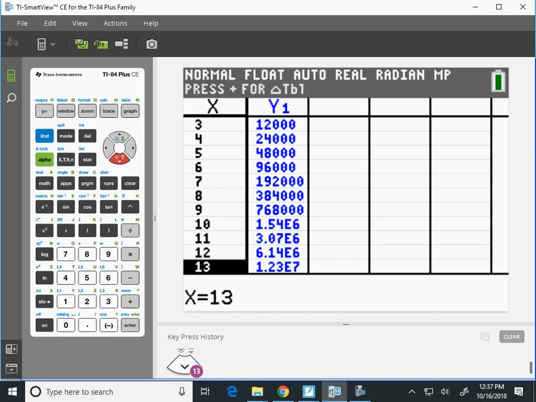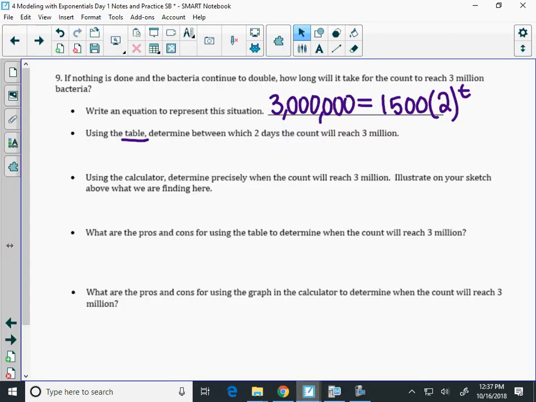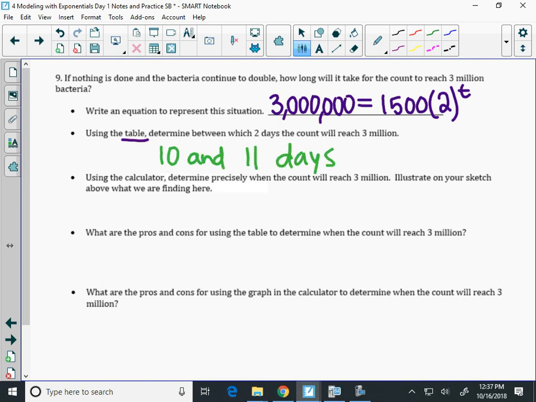If it says, that's how many zeros, right? That's your scientific notation. So that's 3 followed by 6 zeros, which is 3 million. So we say somewhere between 10 and 11 days is when you'll have 3 million bacteria. Do you all see that okay? Yeah. All right. So between 10 and 11 days. So that's our estimation from our table.